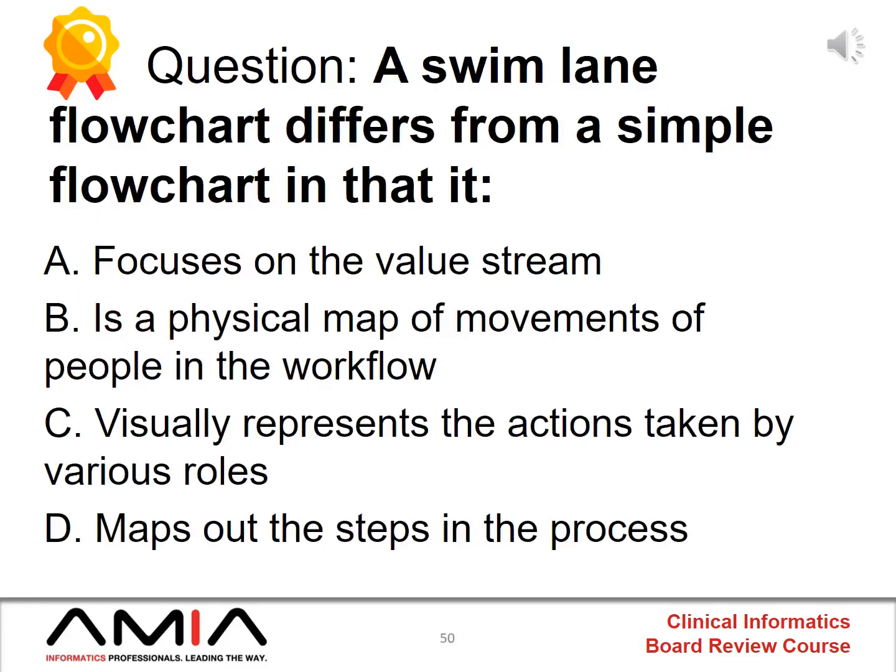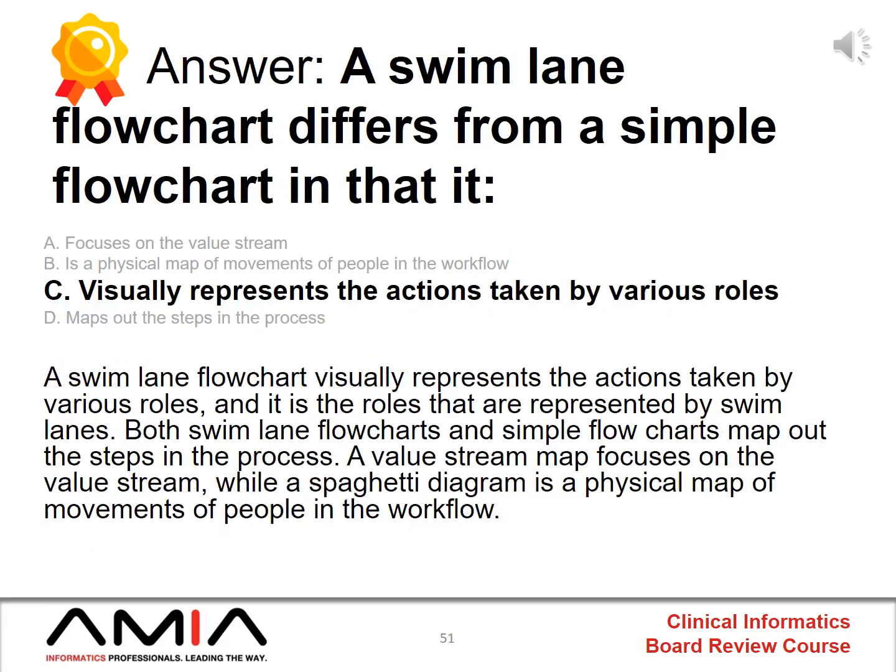So let's try another question. A swim lane flowchart differs from a simple flowchart in that it A. focuses on the value stream, B. is a physical map of movements of people in the workflow, C. visually represents the actions taken by various roles, or D. maps out the steps in a process. The correct answer is C.